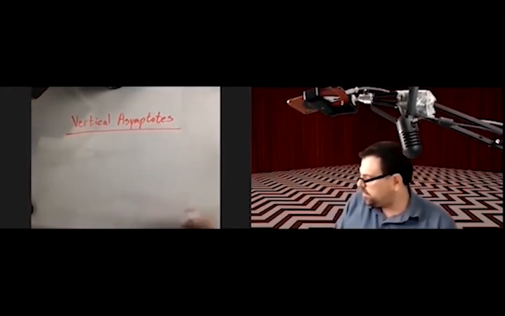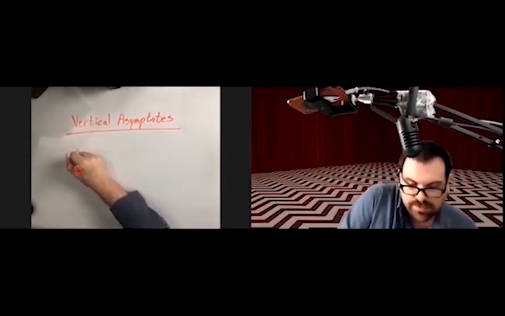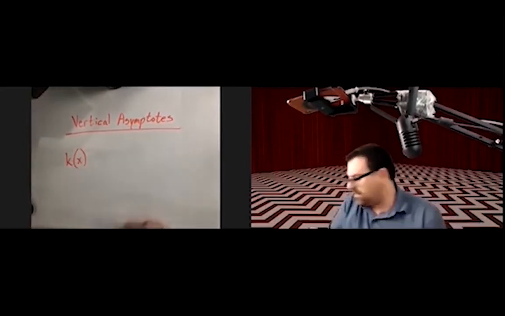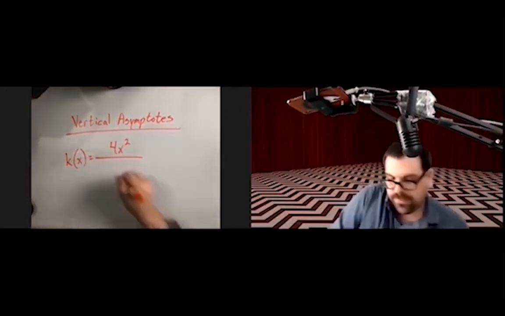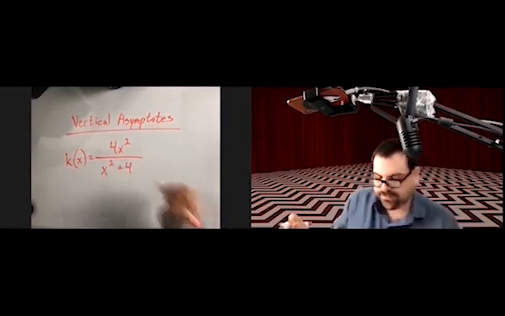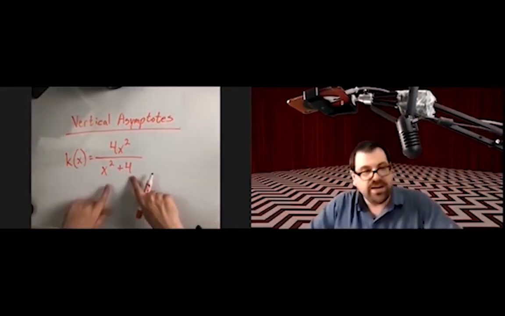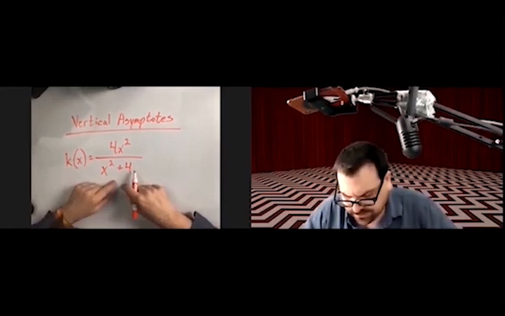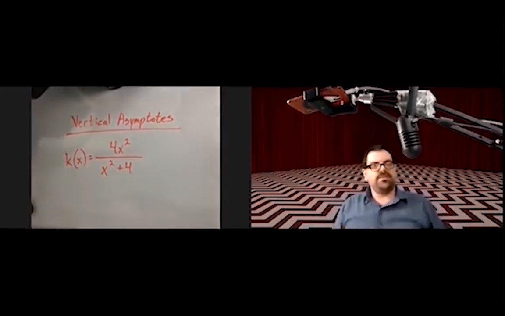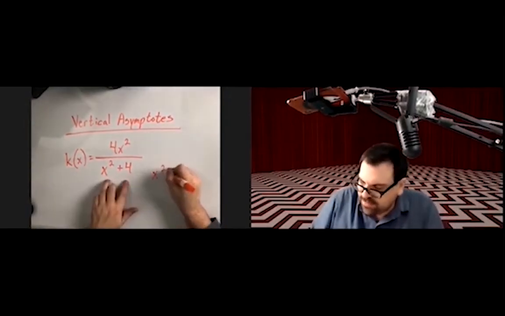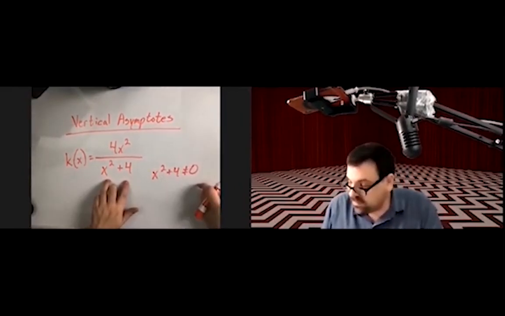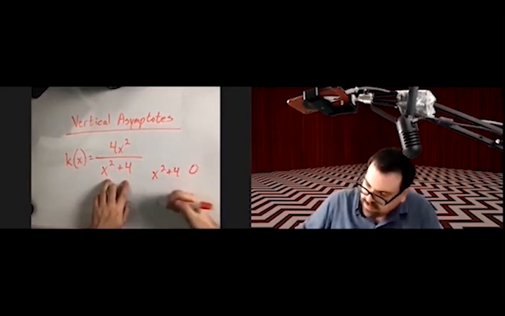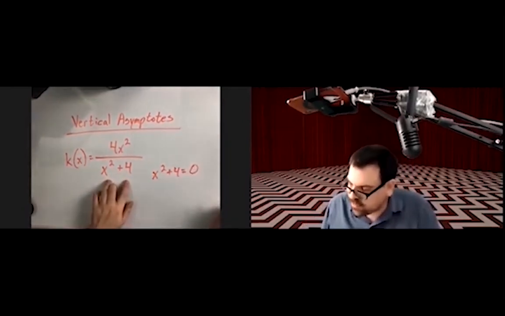Let's find the vertical asymptotes here of k of x equals 4x squared over x squared plus 4. Well, if we try to factor the bottom, we can't. X squared plus 4, sum of squares, we can't factor that. In fact, if we take the bottom and set it equal to 0, it'll be easier to show you what's happening.